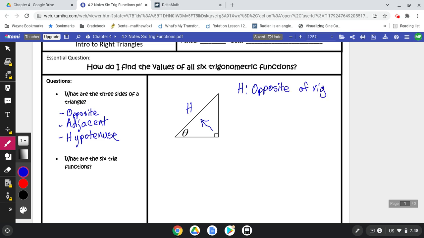Now it's up to you which one you find next. It doesn't really matter as long as you find both of them. Some of you might like to find the opposite, some might find the adjacent, some might find both at the same time. So this one down here will be adjacent because theta is right here. Adjacent means next to. There are 2 sides that are next to theta: this side, but we already labeled that our hypotenuse, and this side. This side has to be our adjacent. So that's A, and it is next to theta.